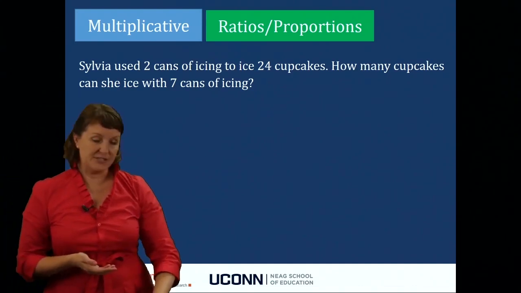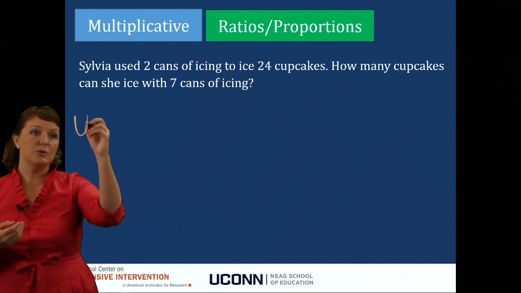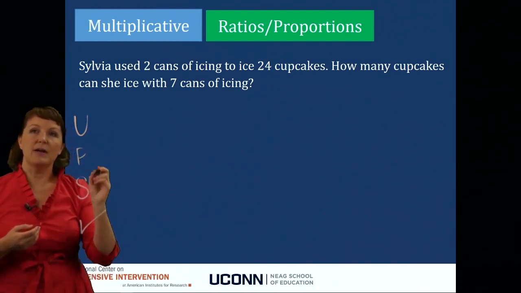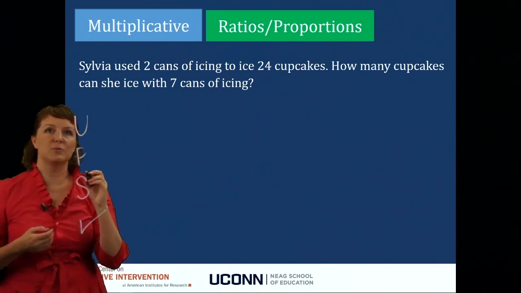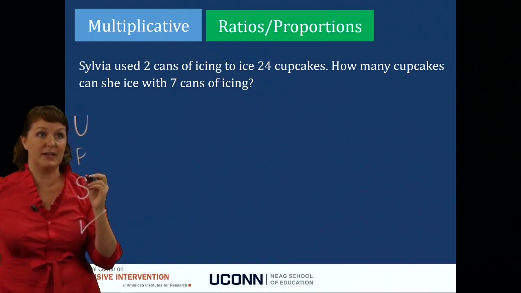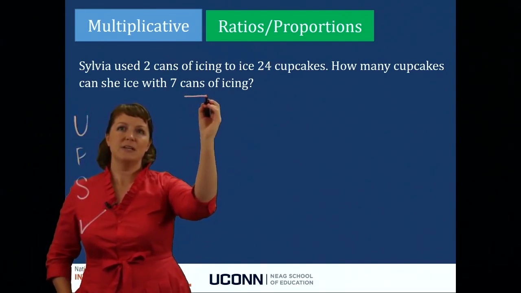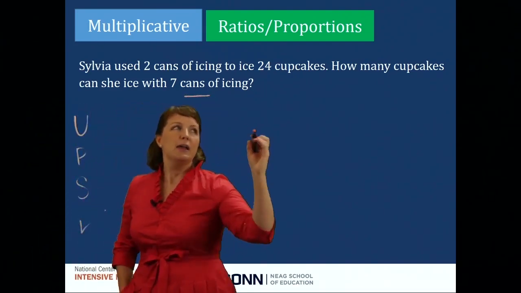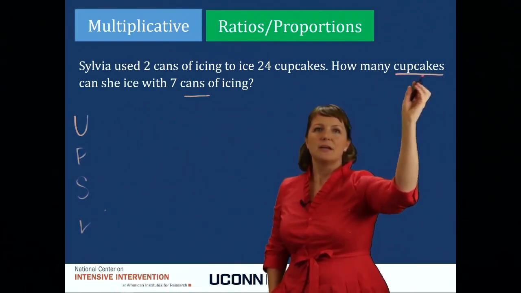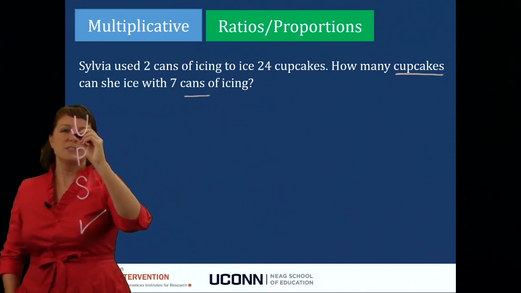So here I have a mix of numbers and words. That is a word problem. So I'm going to UPS check this problem. So Sylvia used 2 cans of icing to ice 24 cupcakes. How many cupcakes can she ice with 7 cans of icing? So in this problem, I'm worried about the cans of icing, so I'm going to underline that. And I'm also focused on these cupcakes. So how many cupcakes can she ice with these cans of icing? So now I have an understanding of this problem.